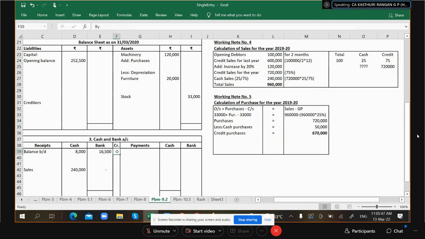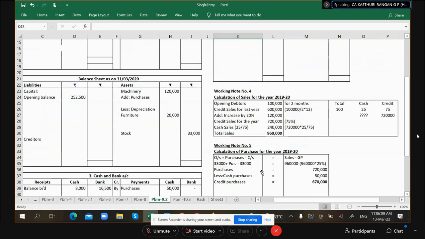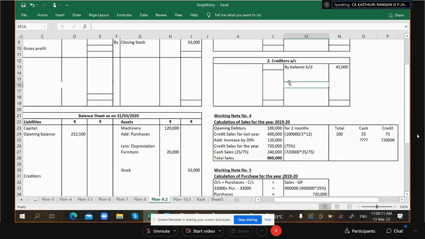Cash purchase should be put in the payment side of the cash column. By purchases 50,000, cash purchase here. Cash purchase 50,000. Purchase account debit to cash account. Credit purchase, where will you put the credit purchase? In the creditors account as by purchase. From working note number 5, what is credit purchase? 6,70,000.